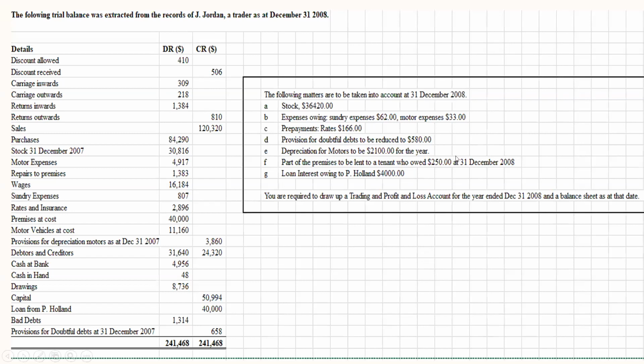Depreciation. They simply said depreciation of motor van is $2,100. We have no calculations to do, so we just place our depreciation figure in our profit and loss section.